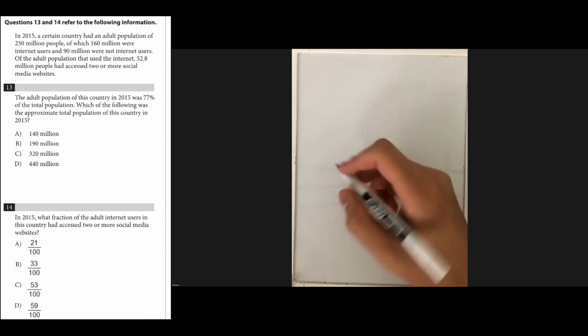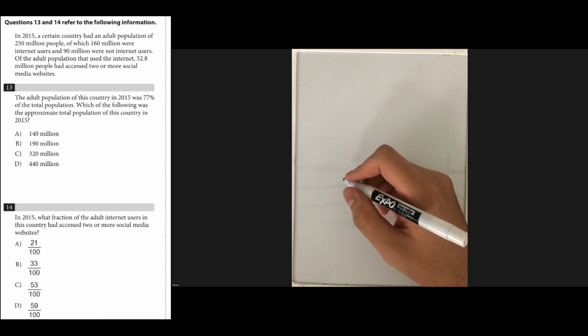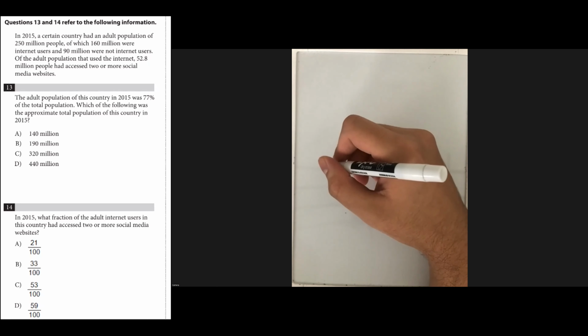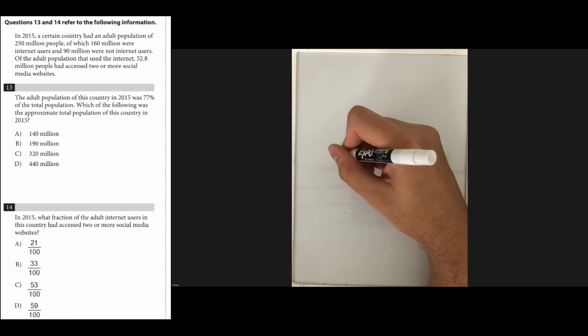Okay, so for question 14, it asks, sorry, what fraction of the adult internet users? So let's start with that. The adult internet users is 160 million. And it says what fraction of them access two or more social media websites? Well, if you read from the top, it says 52.8 million people had access to two or more social media websites.